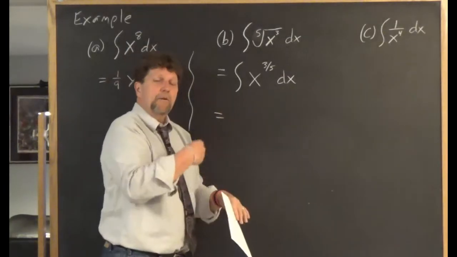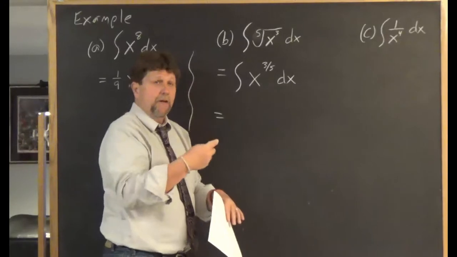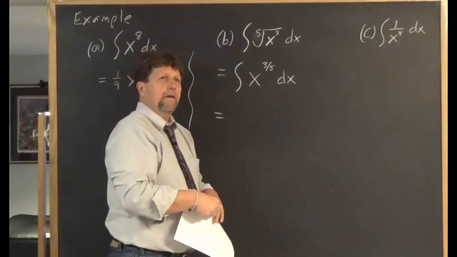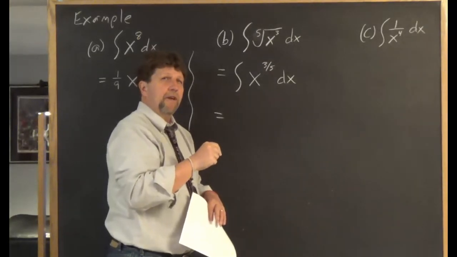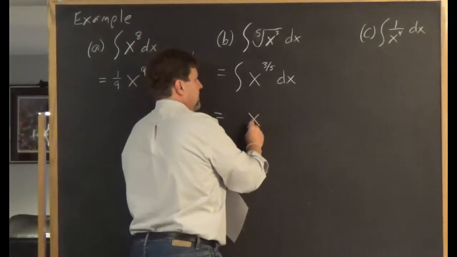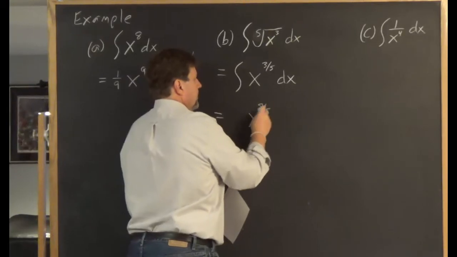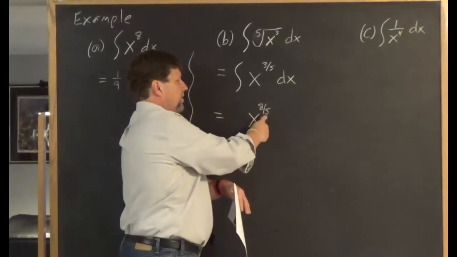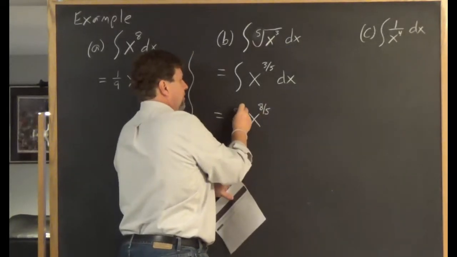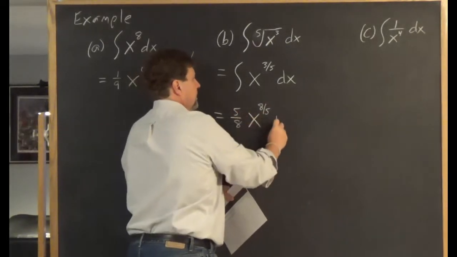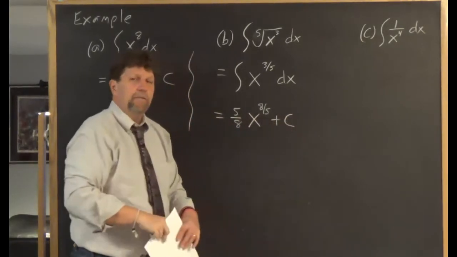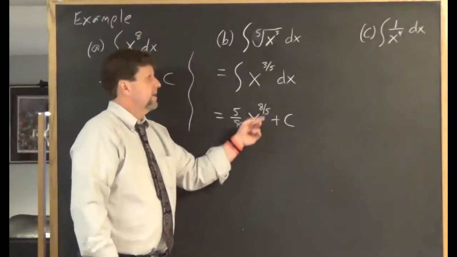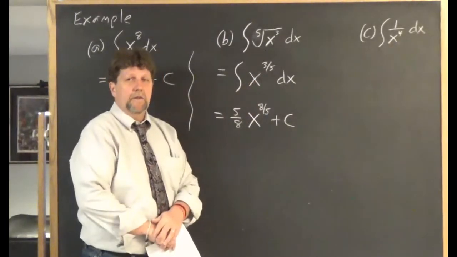The power rule says add 1 to the exponent. That gives me my new exponent. So 3/5 plus 1, well, that's 3/5 plus 5/5. That's 8/5. And then the little multiplier that goes in here is the reciprocal of the new exponent. So the reciprocal of 8/5 is 5/8. And I have to remember to put on the plus c. And again, differentiate this. You better get that back, and you will.